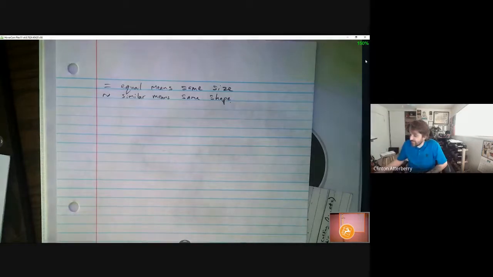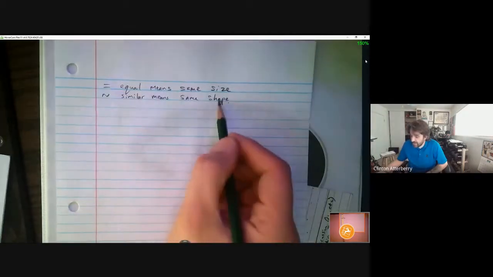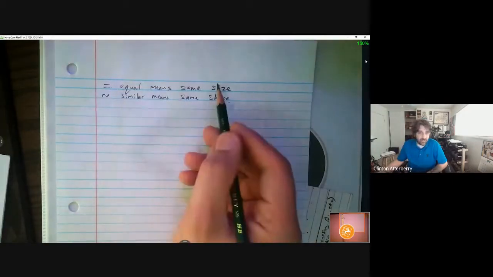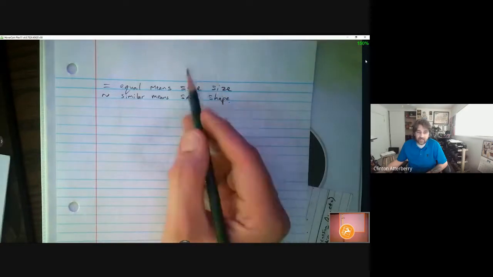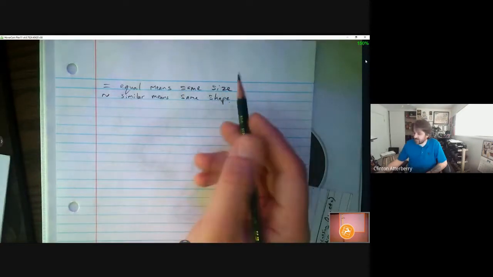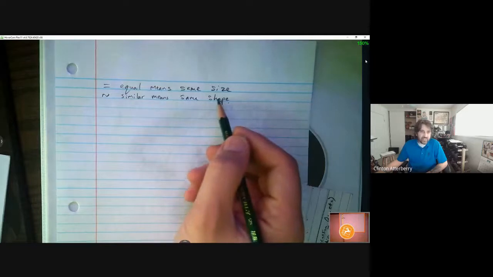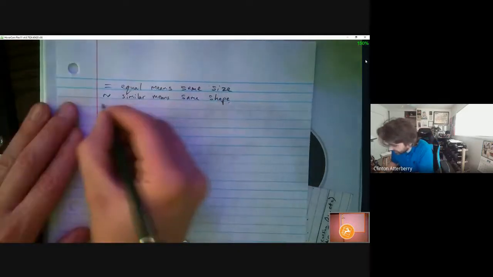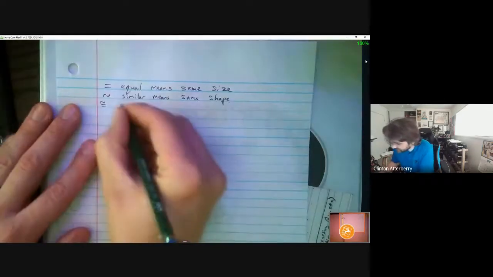So if they have the same shape and they're equal in size, I mean all the side lengths are the same, everything's the same, right? This is kind of like the angles, and this is kind of like the side lengths. If those things are both the same, we call that congruent.